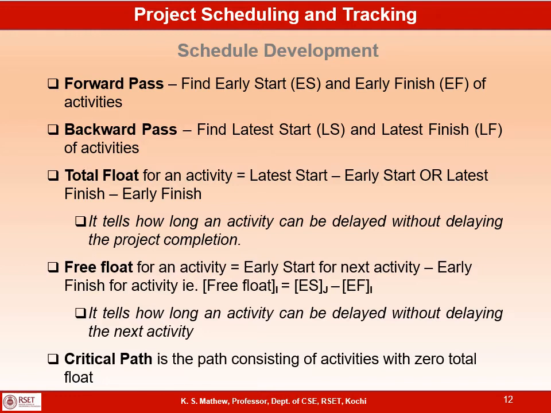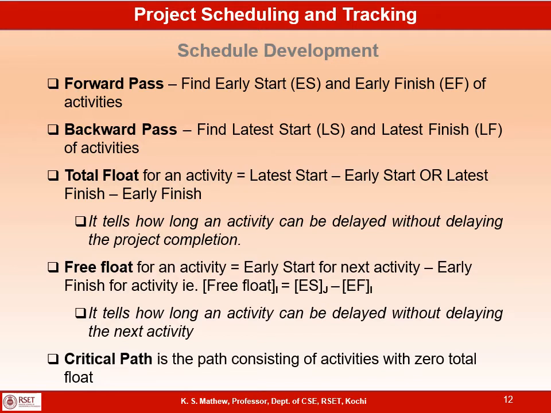Total float tells how long an activity can be delayed without delaying the project completion. You can calculate the total float for each activity: late start minus early start, or late finish minus early finish. And critical path is the path joining all the activities with zero float.